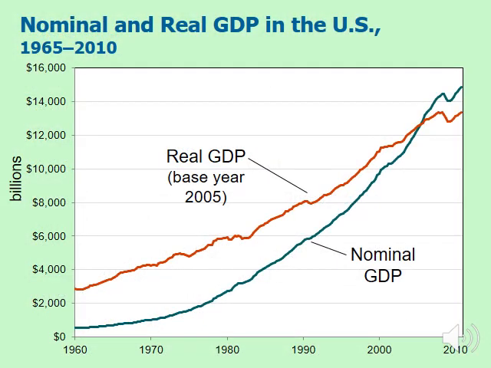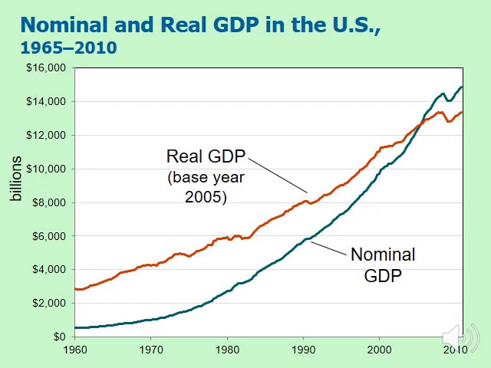We can look at a graph of real GDP and nominal GDP over time. Here we have real and nominal GDP plotted for us. It's for the United States over the period 1965 to 2010. The red line is real GDP. The blue line is nominal GDP. Keep in mind that real GDP was calculated using a fixed set of prices from the base year. That base year was 2005.